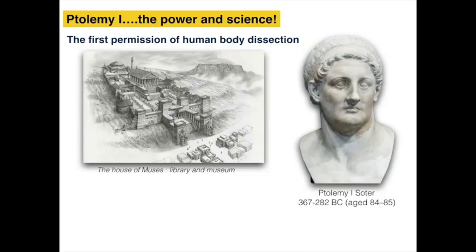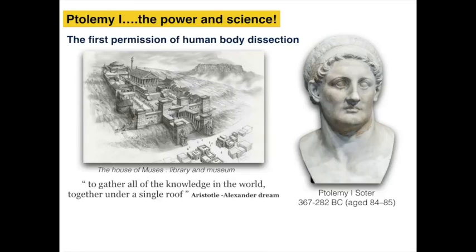Who was dissected? Not dead bodies, but captives, criminals, or those sentenced for execution. Instead of execution, they were used for experiments and for dissection alive. This happened in the House of Muses.